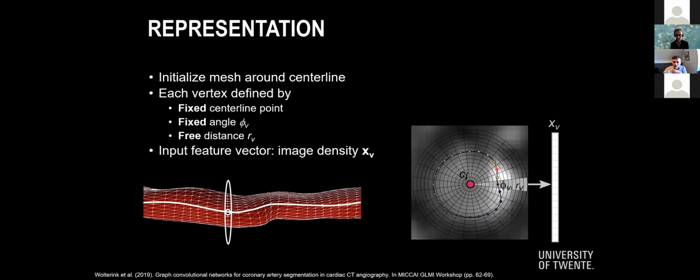And using this separate R value per angle, we can have a very flexible contour here that is just circular over here and then has this dent over here. And the whole goal here is to go from an image to a mesh directly. So as input features for the prediction of each R for each vertex, we actually use image intensity values that are extracted along a ray cast from the centerline point through the angle phi, and that's used as the feature vector xp.